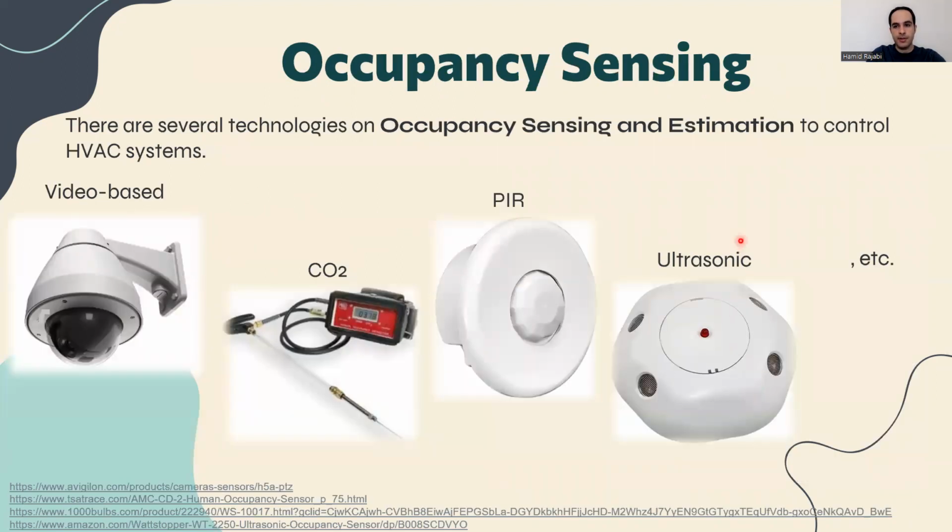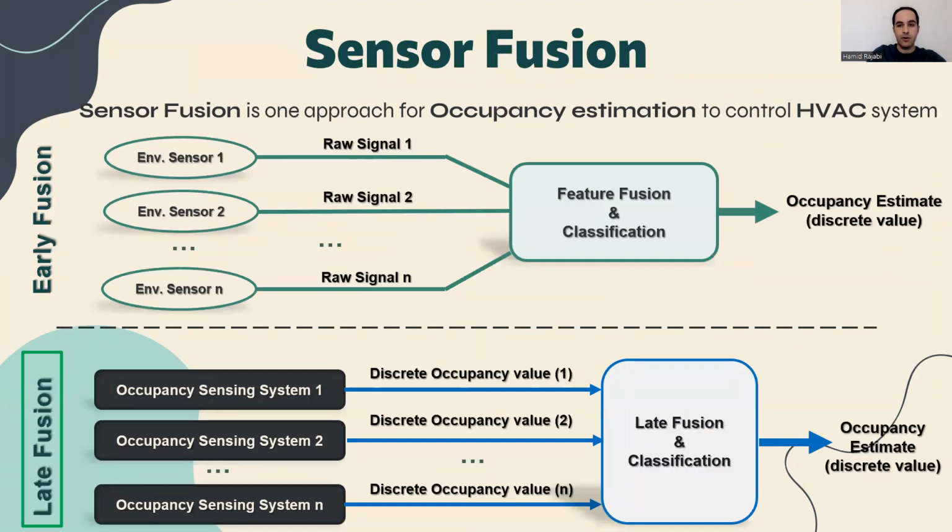With the importance of occupancy information to control HVAC systems, there are several technologies for occupancy sensing and estimation, and you can see some of them here in this slide. However, with different occupancy estimates from different technologies, one approach could be sensor fusion, to take advantage of multiple of those technologies together in order to estimate the best occupancy. There are two sensor fusion techniques, early fusion and late fusion. Early fusion takes the raw signals from some environmental sensors, and then we have a feature fusion and classification to deliver discretized occupancy values.